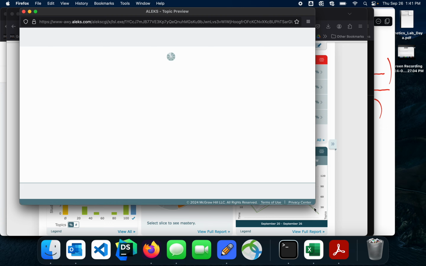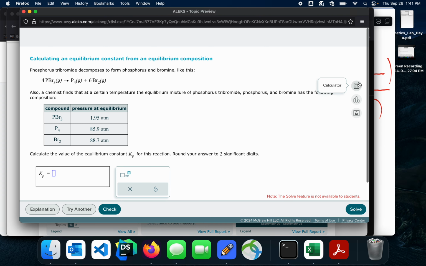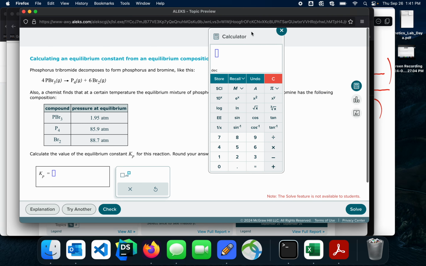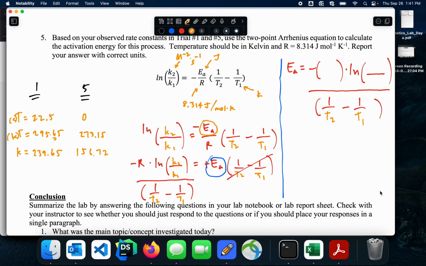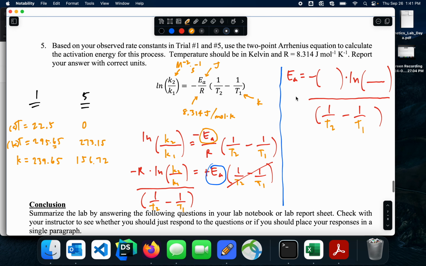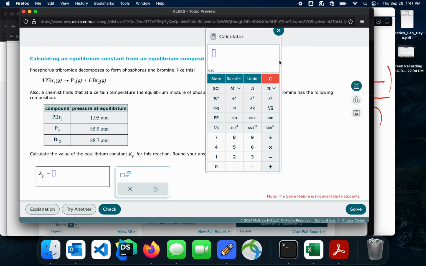I'm choosing the old topic here, and we'll open the Alex calculator. Okay, so it's going to be minus R. Oh, it's a big fraction, right? So I'm going to do a fraction over parentheses over parentheses.